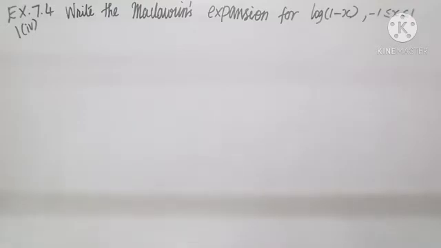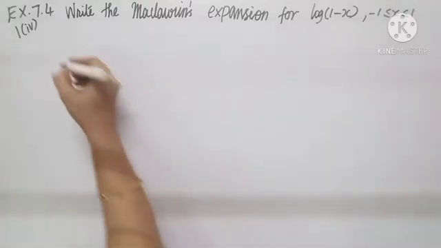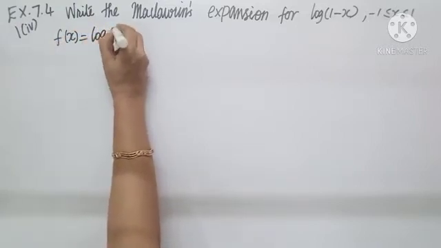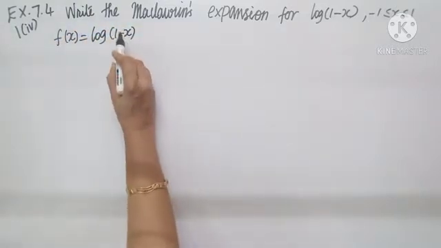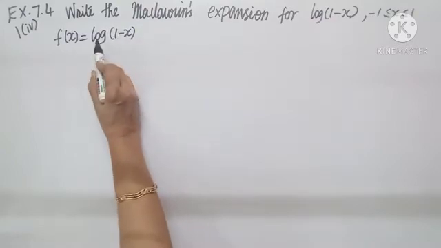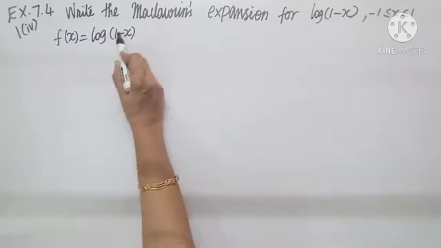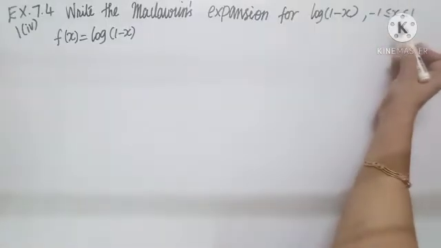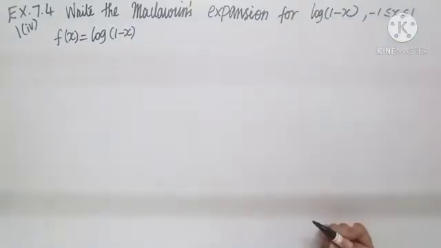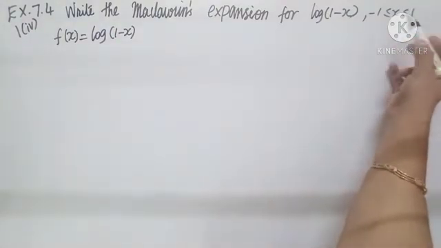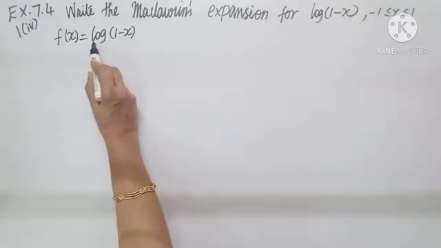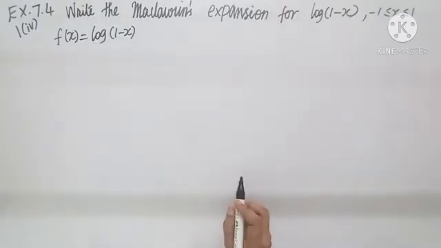Subsection 4, write the Maclaurin's expansion for log(1 minus x). f(x) equals log(1 minus x). It needs to be positive. Log is defined only for positive values, and that is why minus 1 less than or equal to x less than or equal to 1 is given, so that when x is in this range, 1 minus x is always positive. Log of positive values is defined.